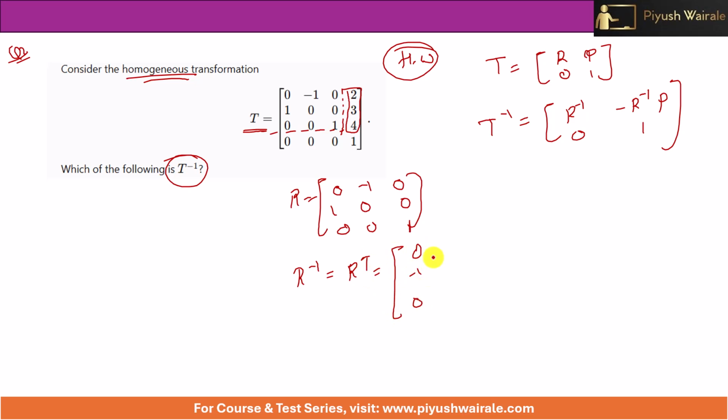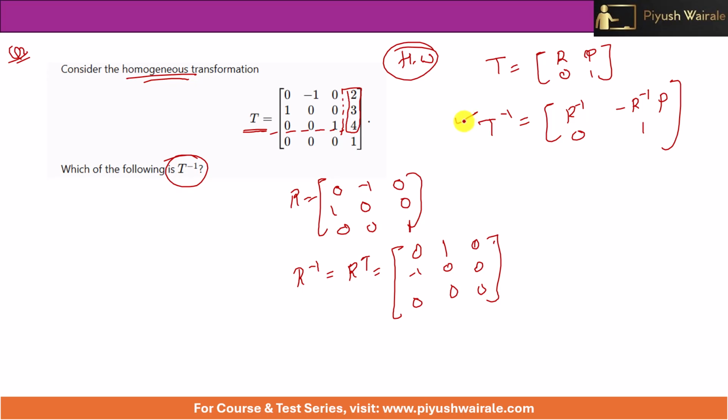0 minus 1 0, 1 0 0, 0 0 1. That's it. We got the R inverse. Now we have the point P. This is 2 3 4, right? So multiply that, and then we are going to get a T inverse here.